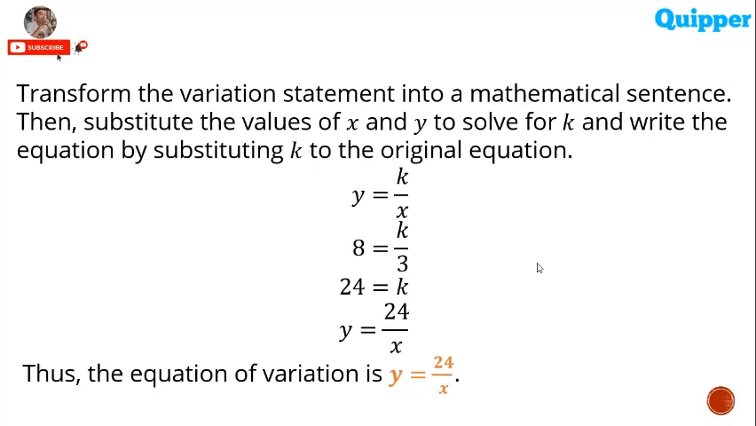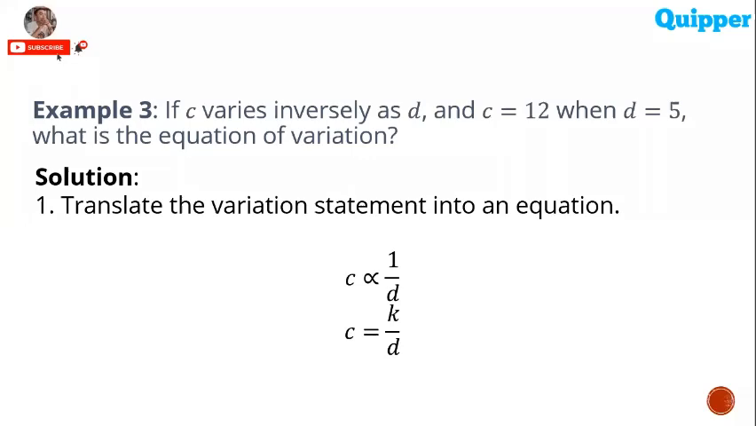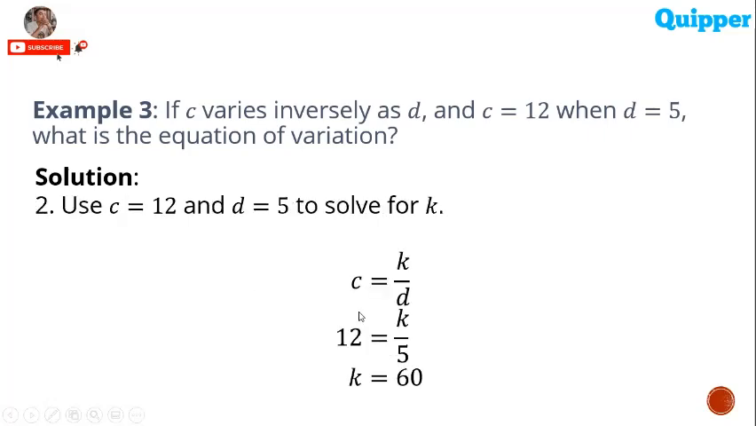For example, if c varies inversely as d and c is equal to 12 when d is equal to 5, what is the equation of variation? The same steps. Write the variation statement into a mathematical sentence and then substitute the values and then find k for you to get the equation of variation. Translate, we have c is equal to k over d. So c is inversely proportional to d.